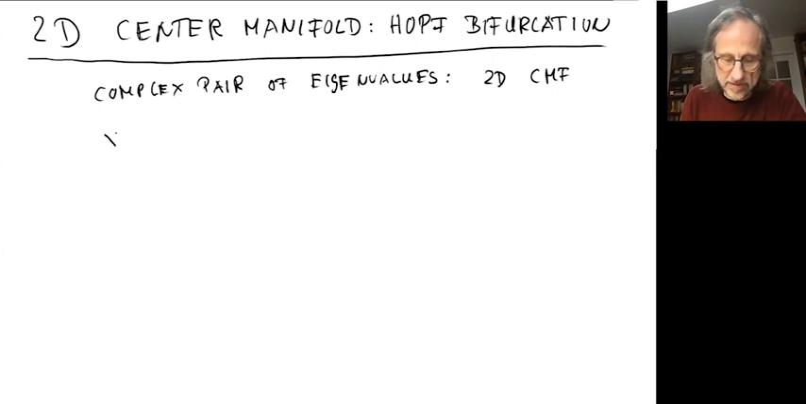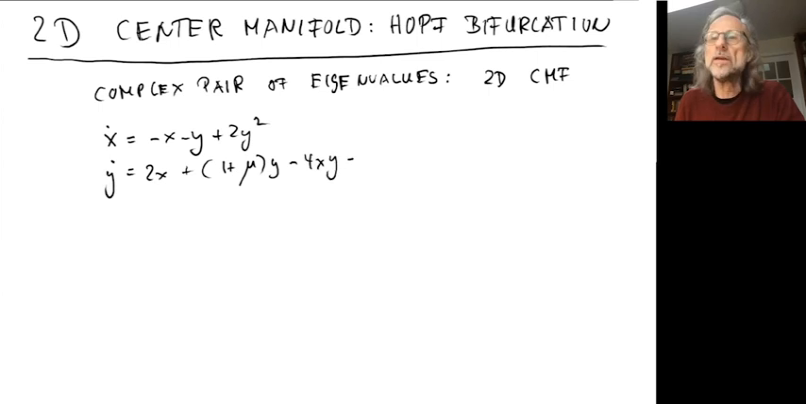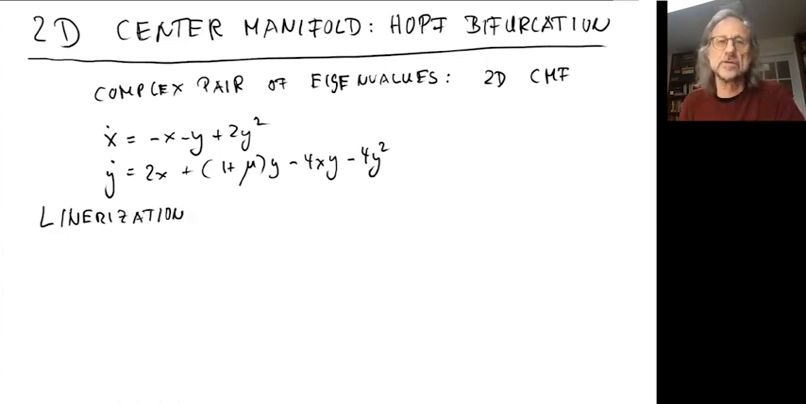So let's say we have x dot equals minus x minus y plus 2y squared, and y dot is equal to 2x plus 1 plus mu times y minus 4xy minus 4y squared. So it's some dynamical system, quadratic nonlinearities. And when you make the linearization, you find out that it has a complex pair of eigenvalues crossing the imaginary axis for mu equals 0. So at mu equals 0, you have eigenvalues lambda 1 and 2 being plus minus i.